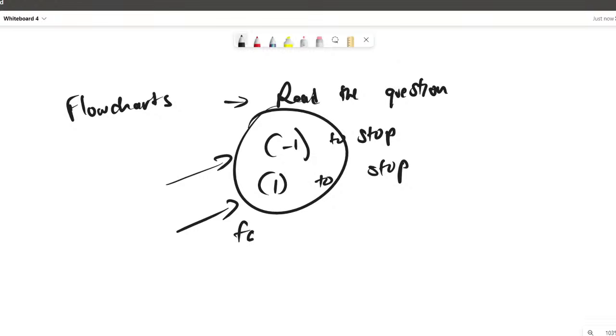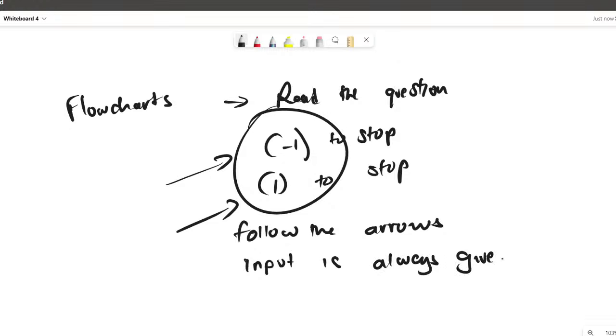Just follow the arrows. The input is always given in the question. If it tells you to input the value, that is when you have to input what the question says. So that's how you do it. Then what else do you need to know?